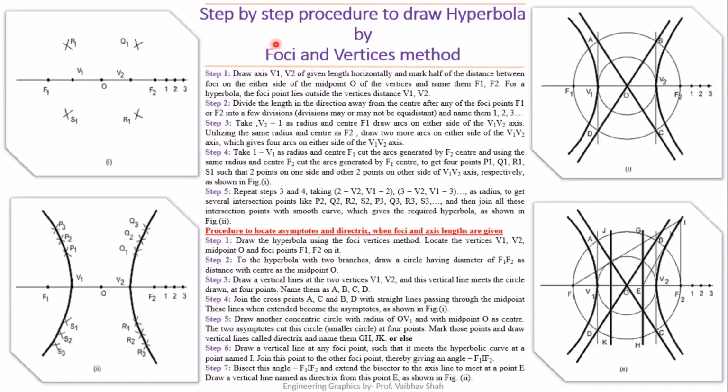First, the step-by-step procedure to draw a hyperbola by foci and vertices method. So we'll be following these steps to draw a hyperbola by foci vertices method. Here we'll be drawing a double hyperbola, as you can see. So we can draw a double hyperbola by this foci and vertices method, or widely known as arc of a circle method for hyperbola. So now let's start.